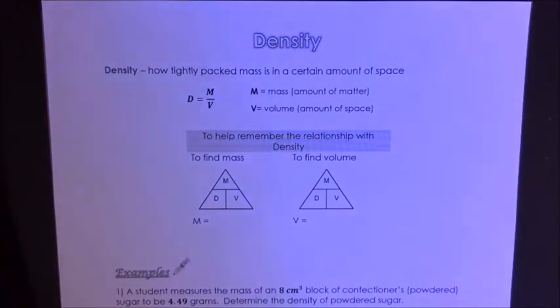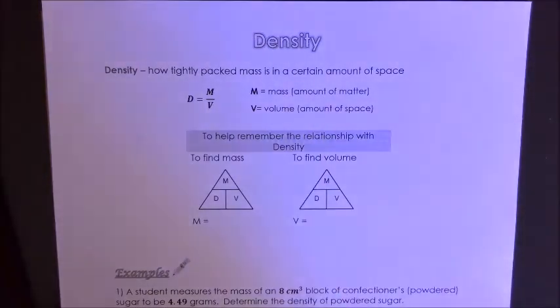Now, don't get confused with mass and weight. It's not the same thing. Weight is how hard gravity pulls down on an object, and mass is just the amount of matter there is in that object. So mass will always stay the same and the weight will not. So that's how they're different.